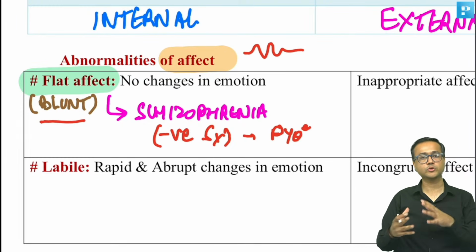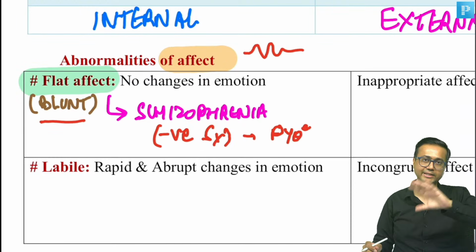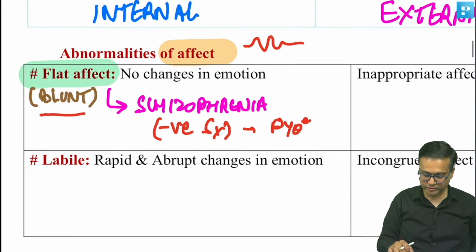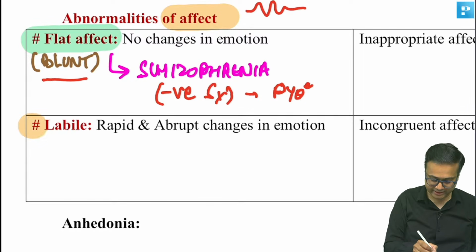So you will see a lot of such questions may be asked. So this is flat affect. Again, they may also give you a clinical scenario and ask you what is this abnormality. Now just opposite of flat affect, beta, we'll discuss is labile affect.